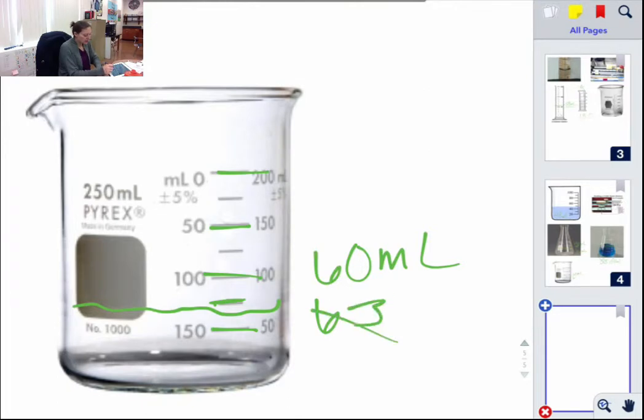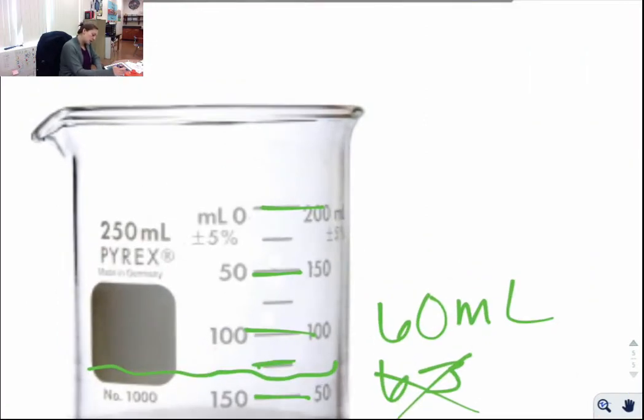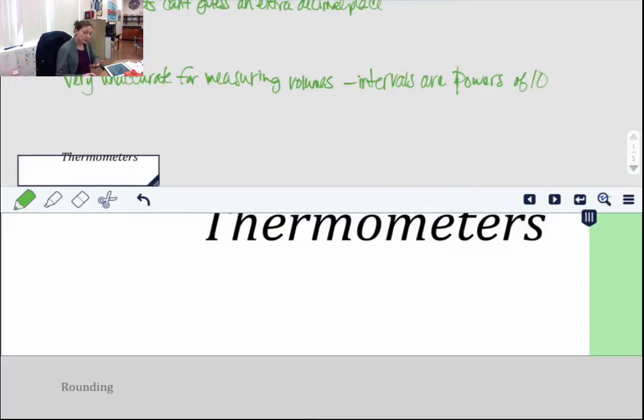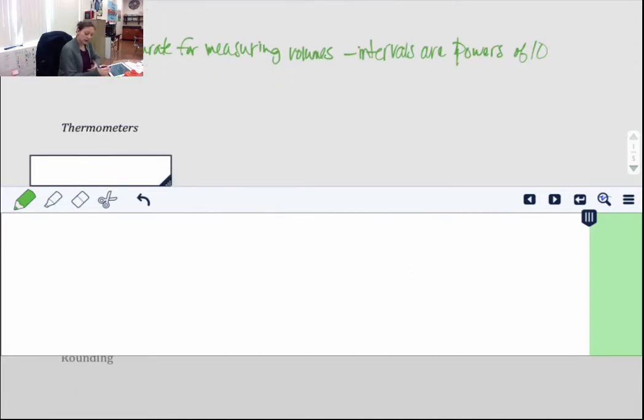I could not say 63 because you have no idea where 60 is. Okay? On the next one, looking at a thermometer. It should be very accurate. They should usually have nice, even graduations. They tend to be up by 1 degree, so you usually are going to read them to the 0.1. Just watch that one. But they usually have very nice increments.